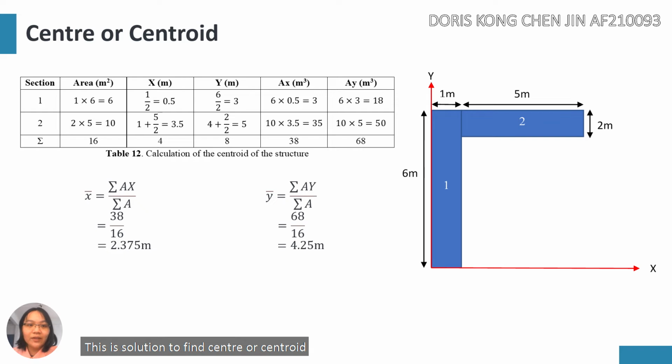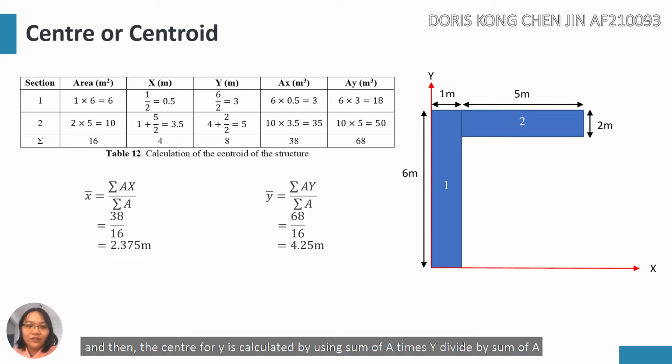This is the solution to find the centroid. First of all, the structure is divided into two sections. Then, area, x, y, area times x, and area times y are calculated respectively for section 1 and section 2. Then, the centroid for x is calculated by using sum of A times x divided by sum of A. And then, the centroid for y is calculated by using sum of A times y divided by sum of A.